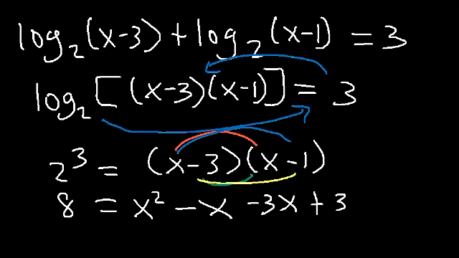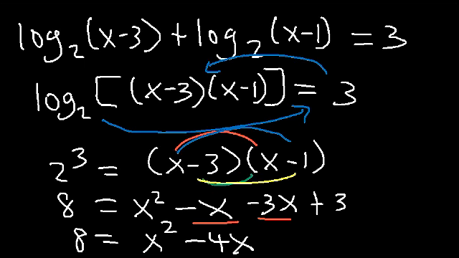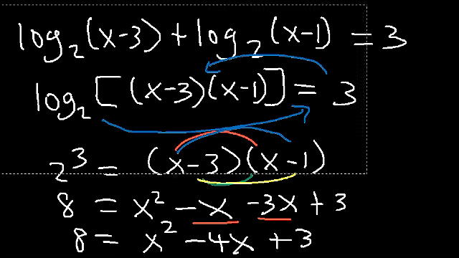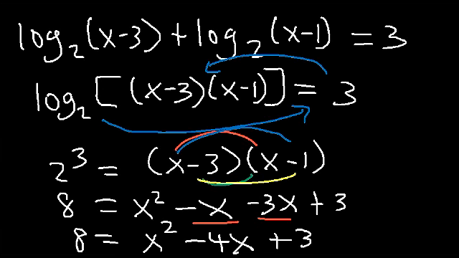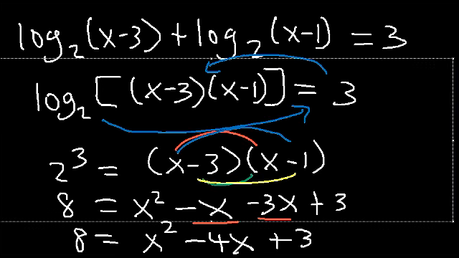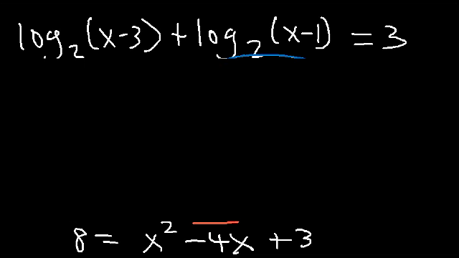2 to the third power is 8. So now let's combine like terms on the right side. Negative 1x and negative 3x, when added, they will change to negative 4x. So now we need to make some space. I might need the original expression. So let's subtract both sides by 8.